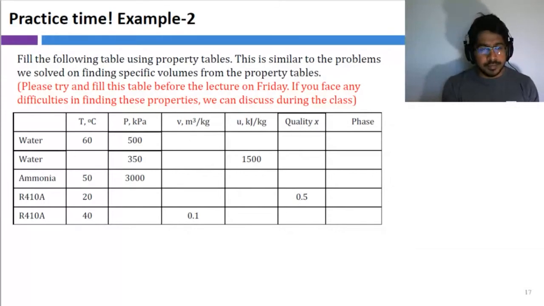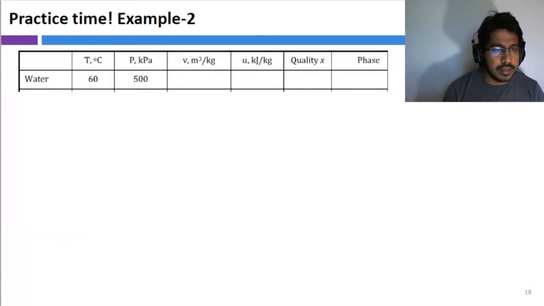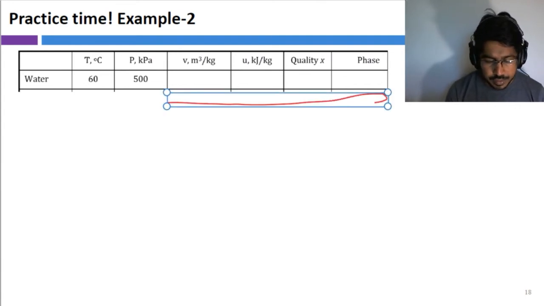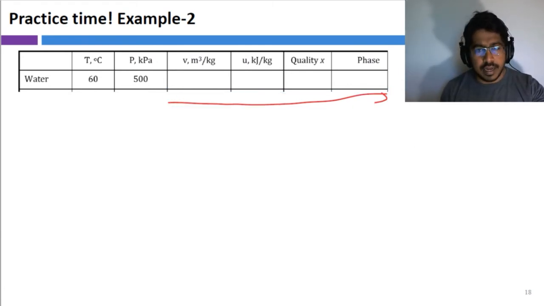Now we have this example. I want you to try the first one. Substance is water, temperature is 60 Celsius, pressure is 500 kilopascals. Now find the phase and the missing information here, right? I want you to take about 4 minutes and work on this one.